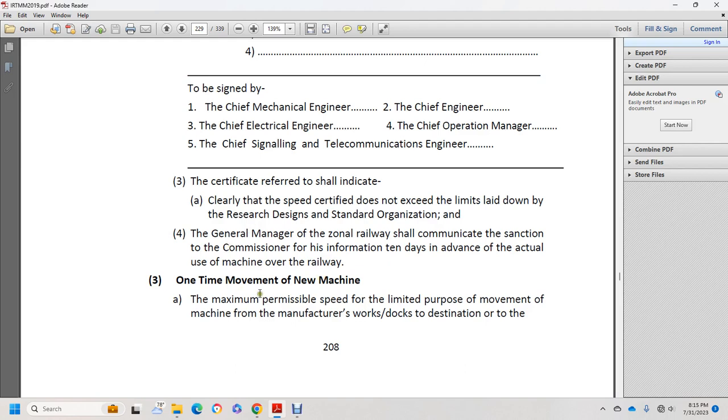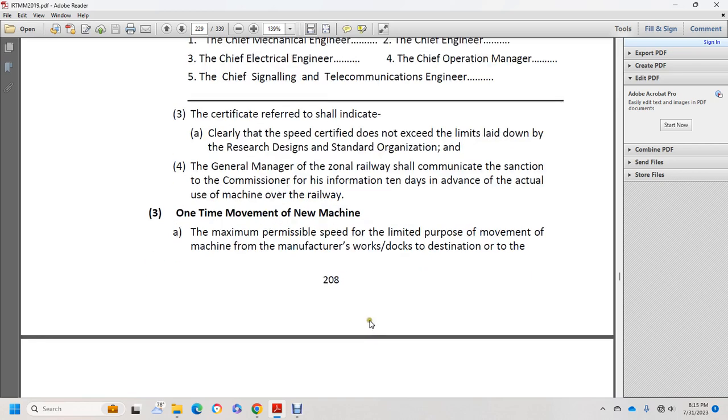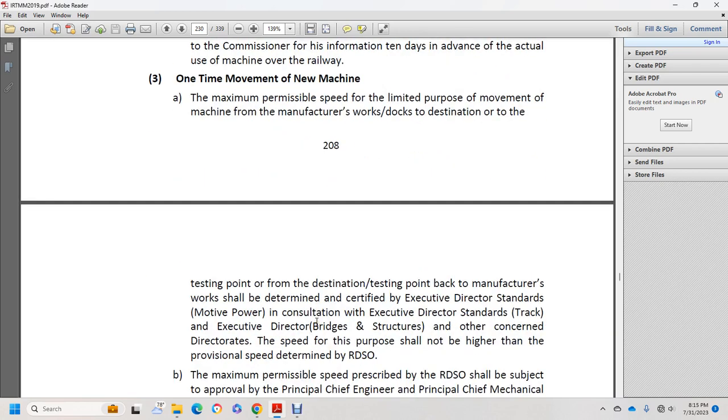One type of movement of the machine is permitted, for the limited purpose of moving the machine from the manufacturer's works to the destination or test point, and back to the manufacturer's works. This shall be determined by the chief certified executive director, executive director standing motive power council, executive director track, and executive director for bridges and structures, and other concerned directors. Speed shall not be higher than the provisional speed determined by the Research Design Standards Organisation.